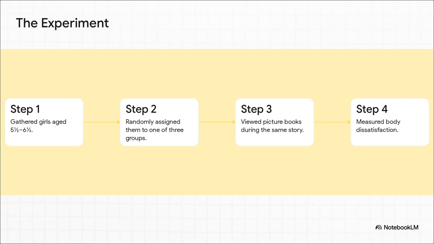They brought in a bunch of little girls, around 5 or 6 years old, and then randomly split them into 3 groups. Every single girl listened to the exact same story, but, and here's the key, the pictures in their books were different. Afterwards, the researchers measured how the girls felt about their bodies. This simple setup, it's the key to everything.